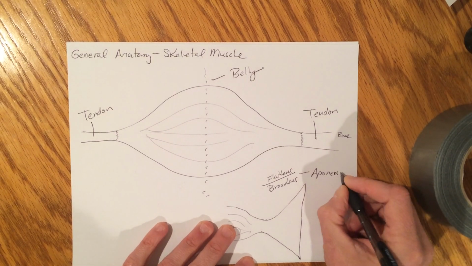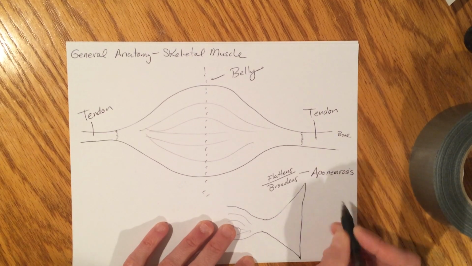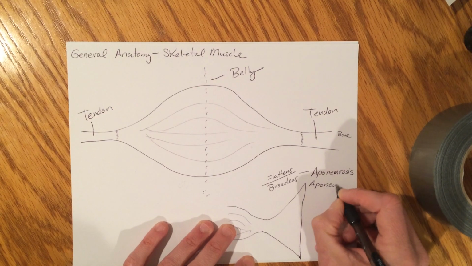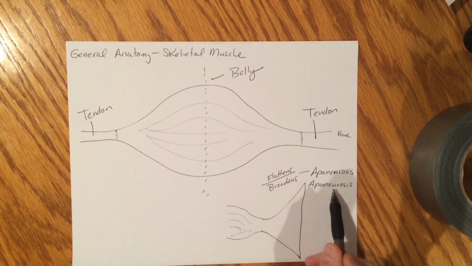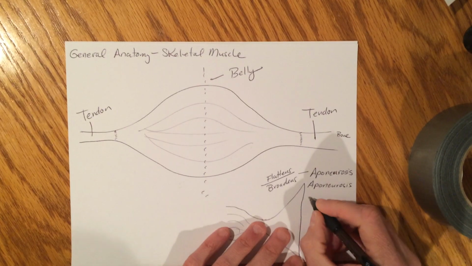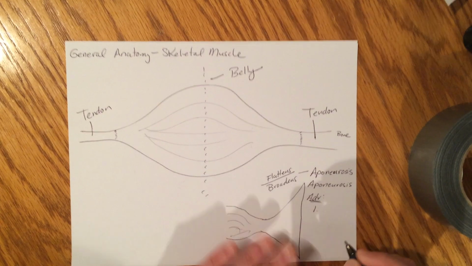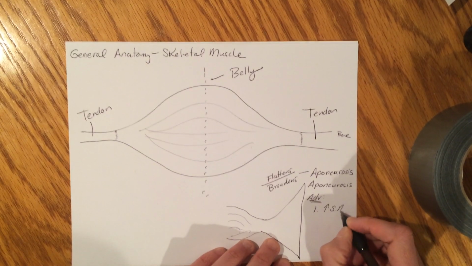Oops, N-E-U, neurosis. That's N-E-U. An aponeurosis. Here, let me write that one more time so it's clear. I'm going to make mistakes. You guys know that. So that's a broad, flat tendon, an aponeurosis. Now, what's the advantage to that? Anybody want to guess? I can hear you talking to me. You guys know it's going to increase, wait for it, surface area.